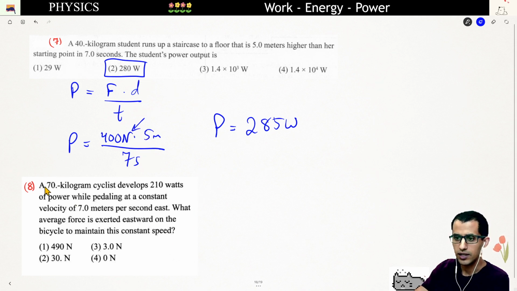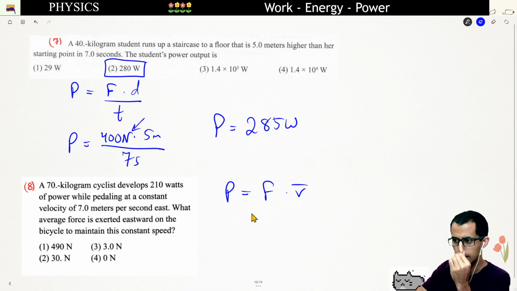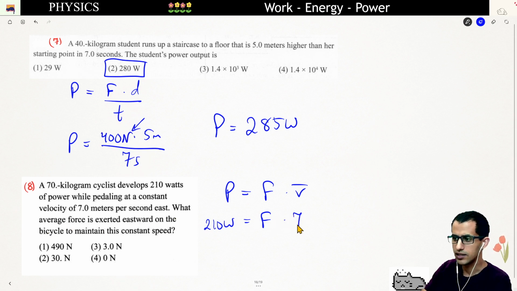Okay, number 8. A 70 kilogram cyclist develops 210 watts of power while pedaling at a constant velocity of 7 meters per second east. What average force is exerted eastward on the bicycle to maintain this constant speed? So we need an equation that has power and velocity. So that's going to be power is equal to force times velocity. The power output is 210 watts. The force is unknown. That's what we're trying to find out. What is the average force exerted? The speed is given to us as 7 meters per second. And so the force is going to be equal to 210 divided by 7. That's going to be 30 newtons.